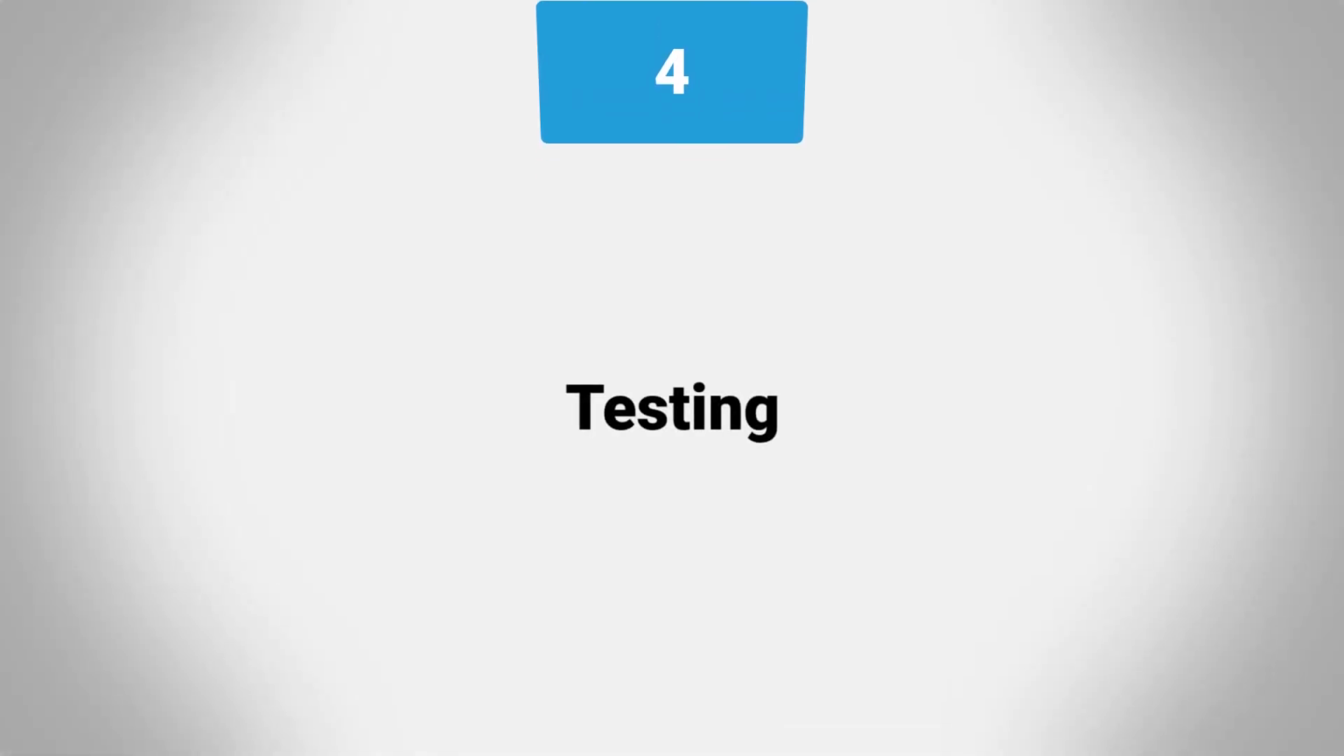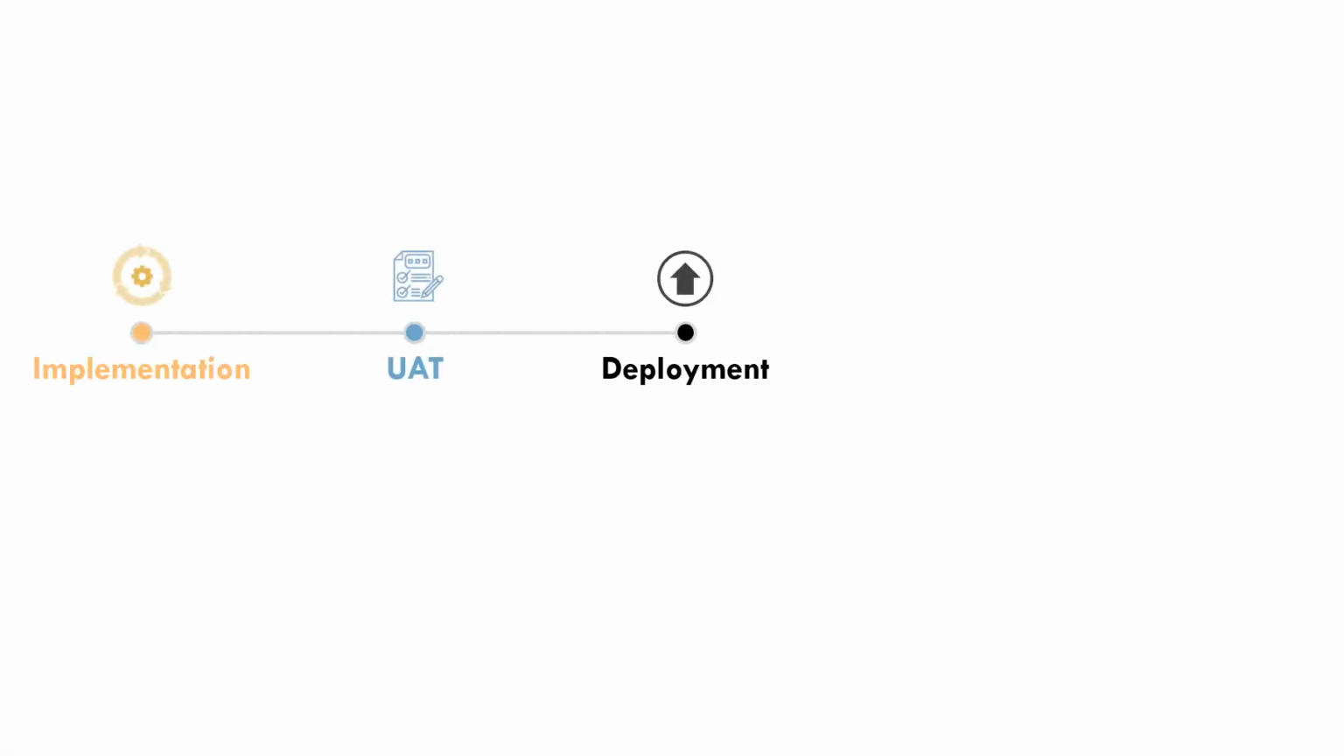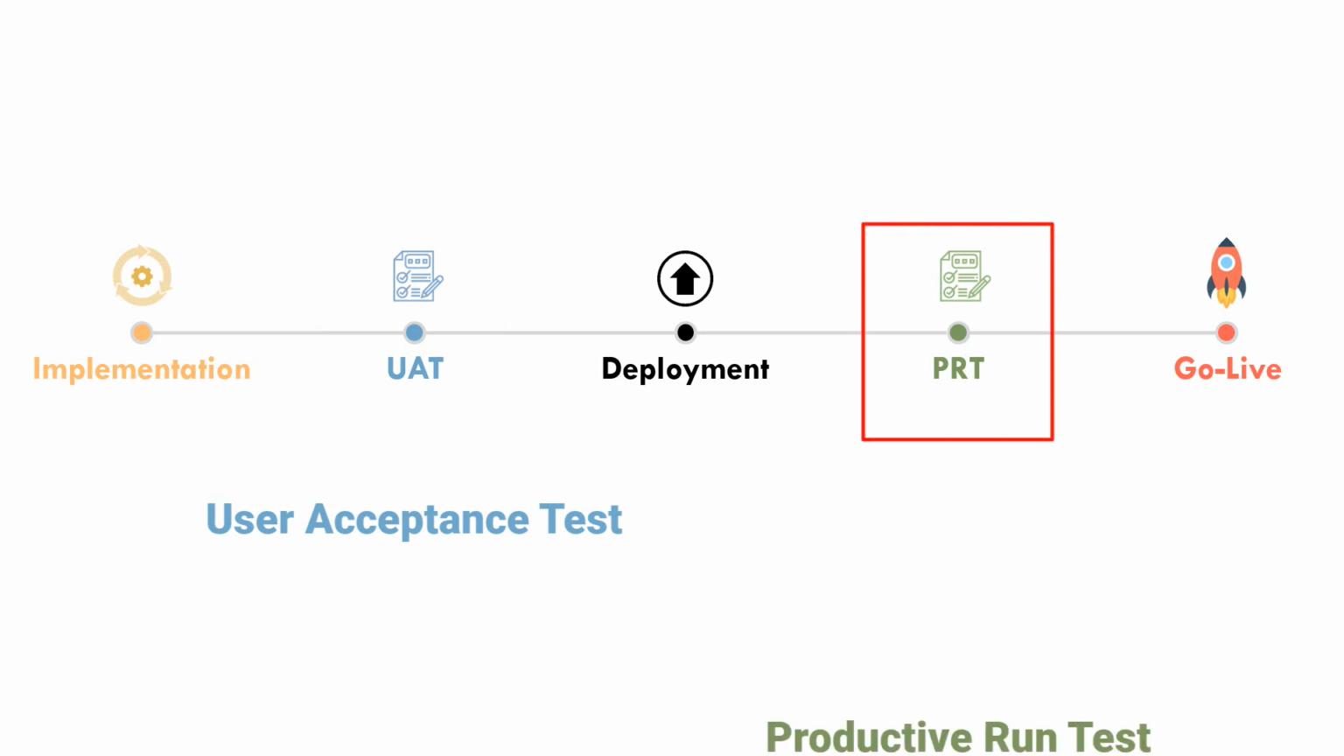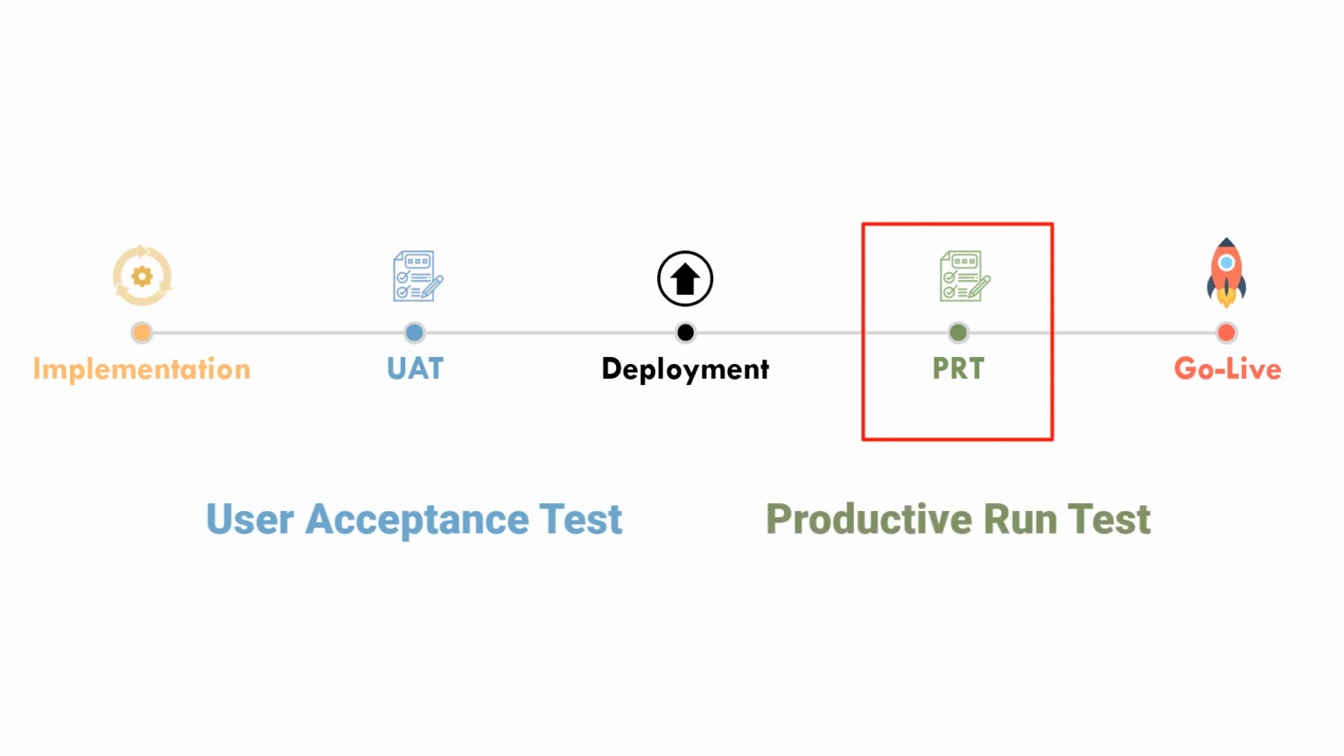This takes place after implementation. Here we see the life cycle from implementation to go live. There are two different tests that are done before the bot can go live. UAT, for user acceptance test. This is done right after implementation, to make sure the bot is doing what it needs to do. PRT, productive run test. This takes place after deployment on the productive machine.